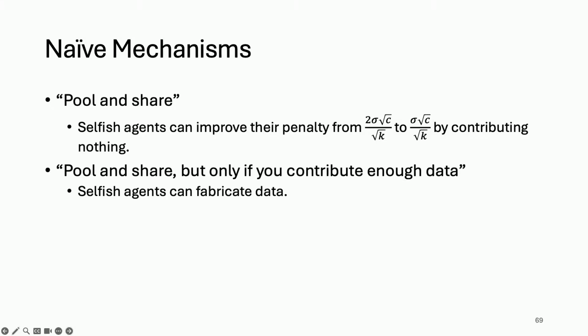But then what if we still pool and share, but we only give the data to the agents when they contribute enough data? Then selfish agents can fabricate data. So in this paper, they want to consider how to design a mechanism to incentivize agents to share enough data and also report their data truthfully.